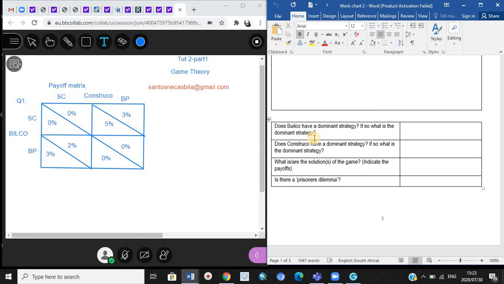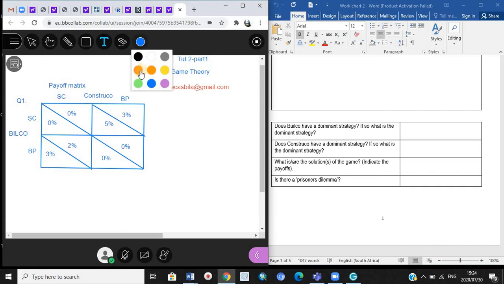I mean, here there is a bit of confusion between you being better off or having a good outcome and you being better off regardless of what the other player is choosing. Okay, let's go for it. Let's analyze. First, I will just change the color. Let's analyze Bilco.